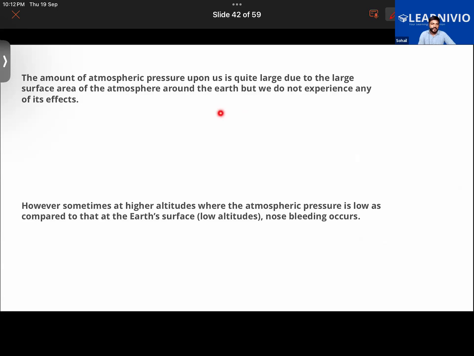The thing here is that the amount of atmospheric pressure upon us is quite large due to the large surface area of the atmosphere around the earth, but we do not experience any of its effect. What could be the reason behind this? You guys ever thought about this?